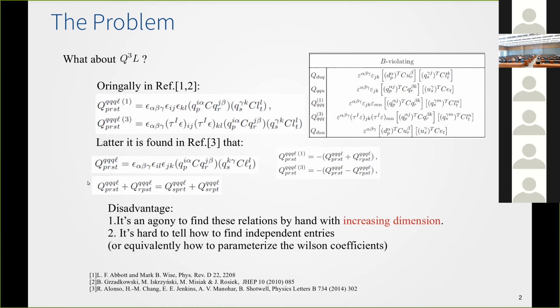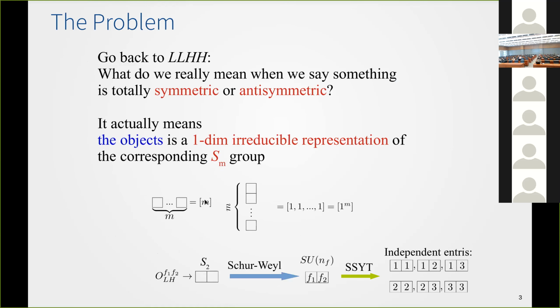And second, even though in reference 3, they provide a way to parameterize the independent Wilson coefficients of these operators, in general, the information of how to parameterize the independent Wilson coefficients is not so easy to extract from a set of flavor relation equations. So how to solve these problems?